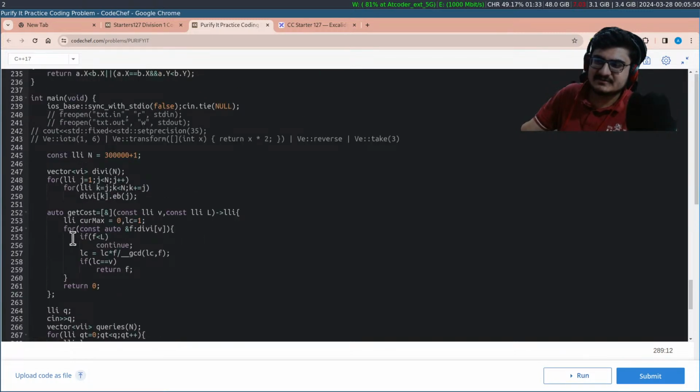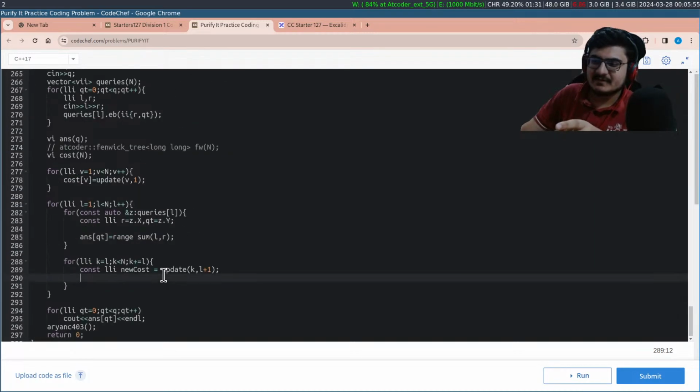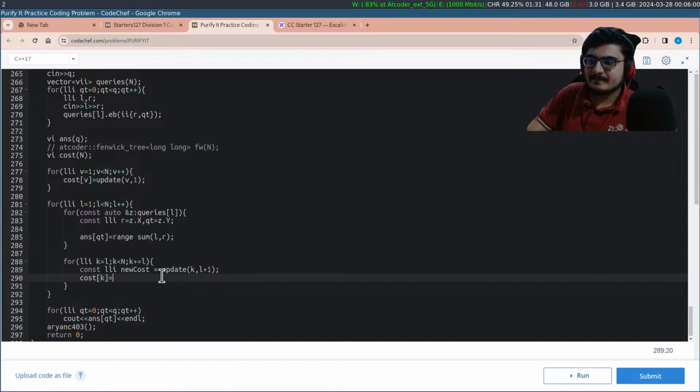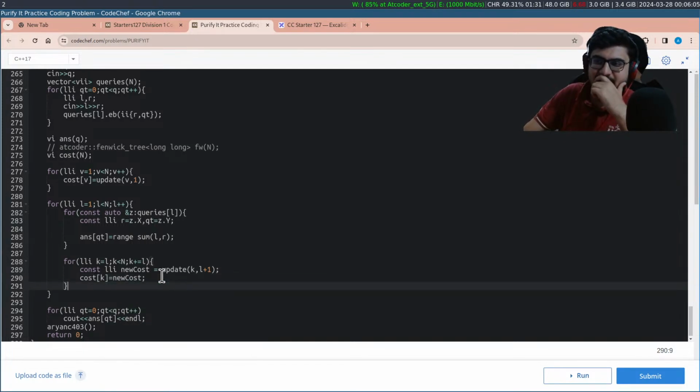Iterate on all the multiples. If a number is smaller than whatever my L is, ignore it. Otherwise keep taking LCM. Whenever LCM becomes V, return it. That would be my new cost. And this would be the idea. This is known as replay.